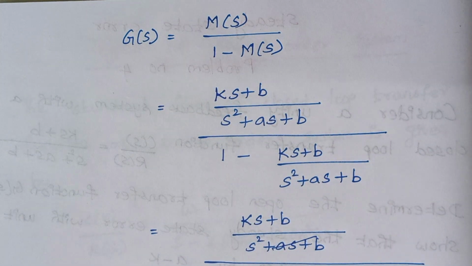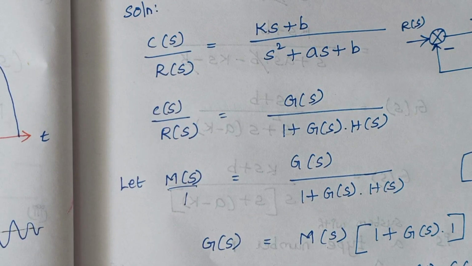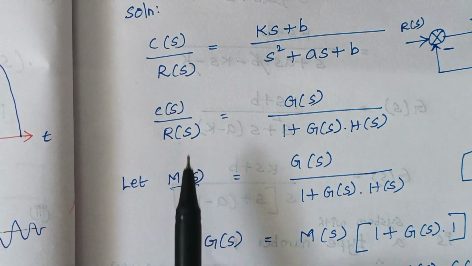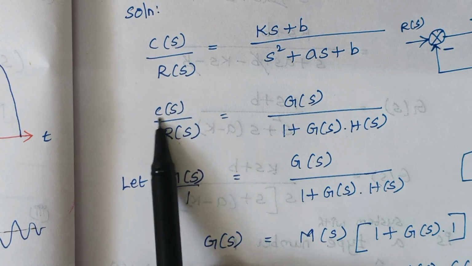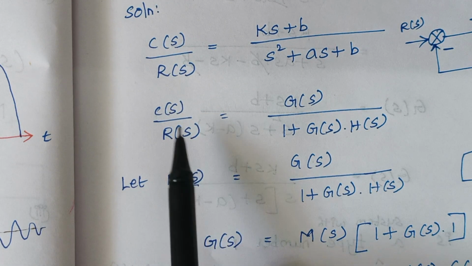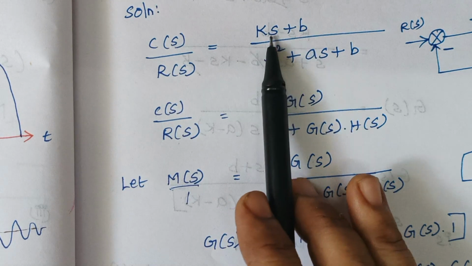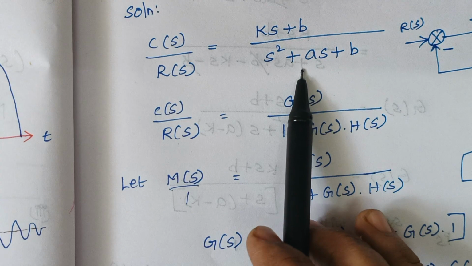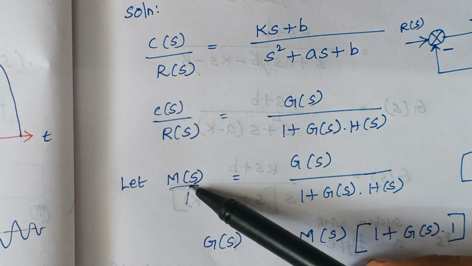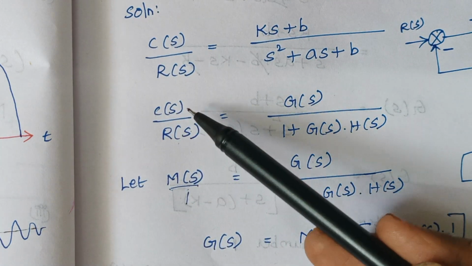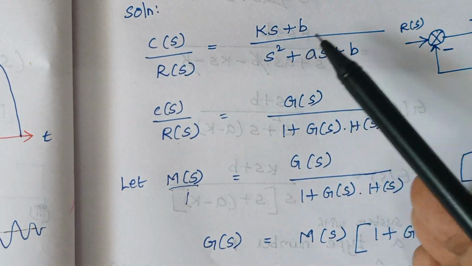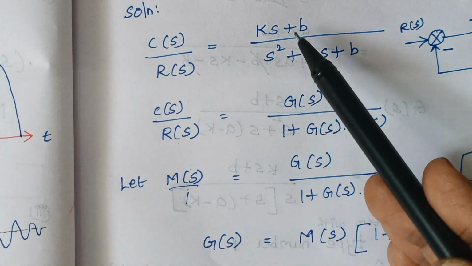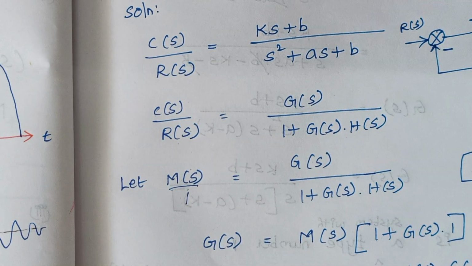What is the value of M(s)? M(s) is nothing but C(s) by R(s). We had replaced this C(s) by R(s) by a term M(s). So this C(s) by R(s) is equal to this (Ks plus P) divided by (s square plus As plus B). So we can directly say that this M(s) is equal to C(s) by R(s), and this C(s) by R(s) is equal to this expression. Therefore, we are equating this M(s) to this expression. Hope you people understand here.